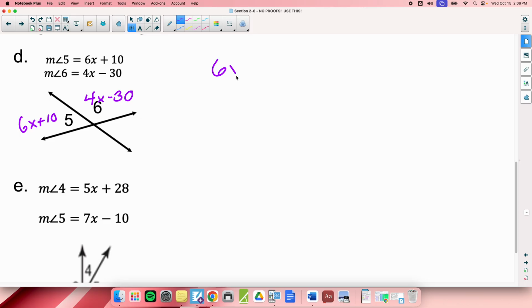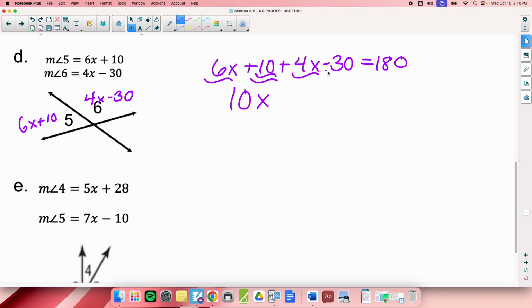So here's what we would have to do. 6x plus 10 plus 4x minus 30 equals 180, okay? Now, 6x plus 4x is 10x. What's 10 minus 30? Negative 20. Negative 20, very good. Now what would we do? We would add 20, and then divide by 10.